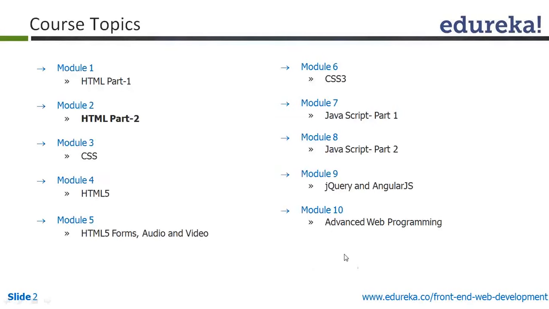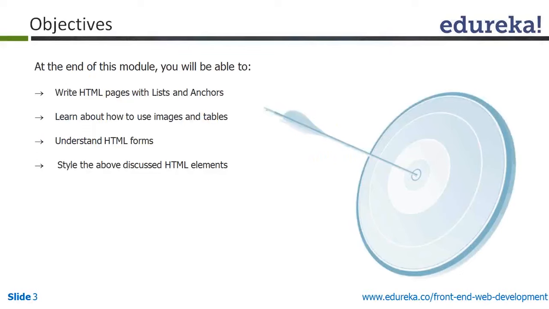Today, as I said, is module 2. We'll cover part 2 of HTML. At the end of this module, you will be able to write HTML pages which contain lists. Lists include ordered lists and unordered lists, and also anchors. Anchors is a technical term, whereas hyperlinks or links are, I would say, a general, non-technical term. Hyperlink is also a technical term, but anchor is the term more used in HTML.